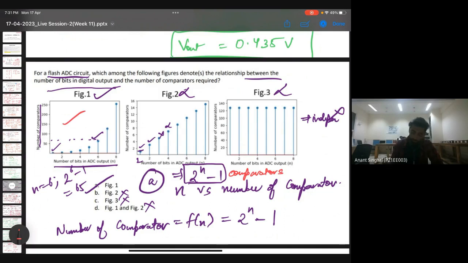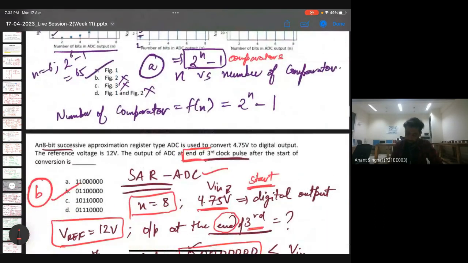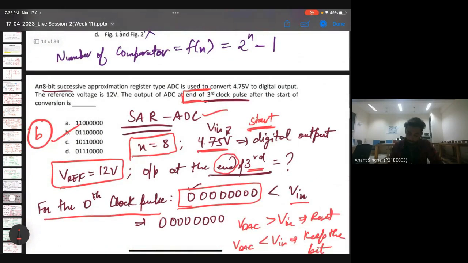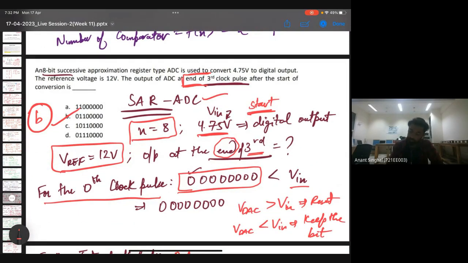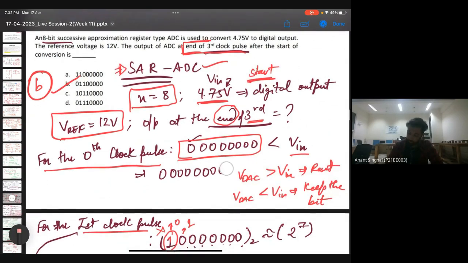So this plot was coming as correct, and the rest of the two plots were not giving the same relations. Then this is one of the most important questions for today's lecture. It consists of a SAR ADC, and what we have done is we calculated the output at a certain clock pulse. So for the clock pulse, this is the most important concept.